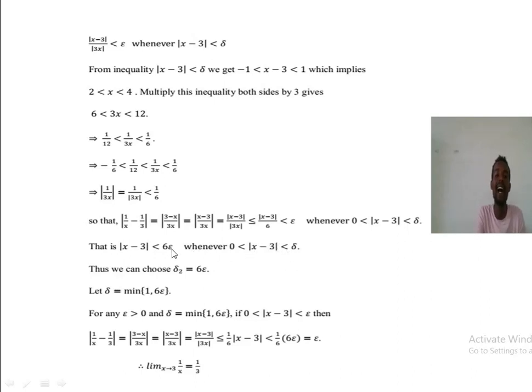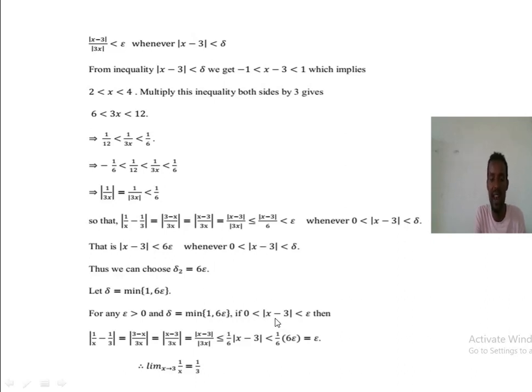So by comparing the right and the left hand sides, the absolute value of x minus 3 is less than 6 epsilon and less than delta. Therefore, our delta should be what? Previously we assumed our delta 1 as 1. Now here we choose our delta 2 as 6 times epsilon. So our delta should be the minimum of delta 1 and delta 2. So let us assume our delta as the minimum of 1 and 6 epsilon. So let us check this. For any epsilon greater than 0, delta is the minimum of 1 and 6 times epsilon.